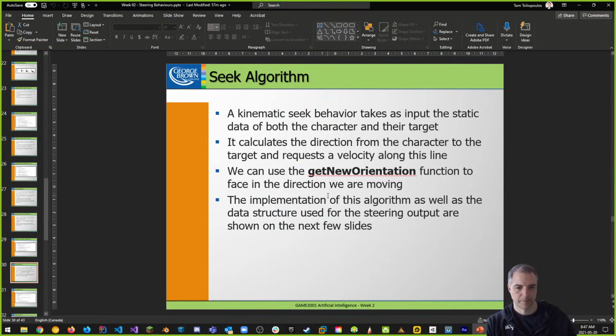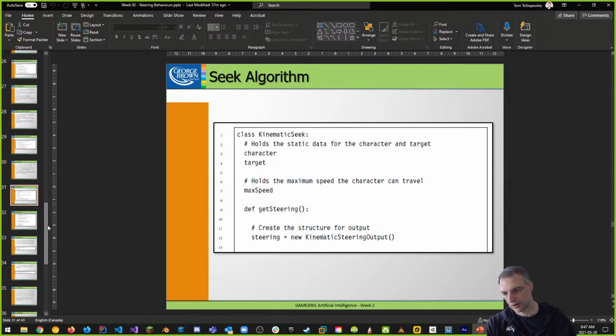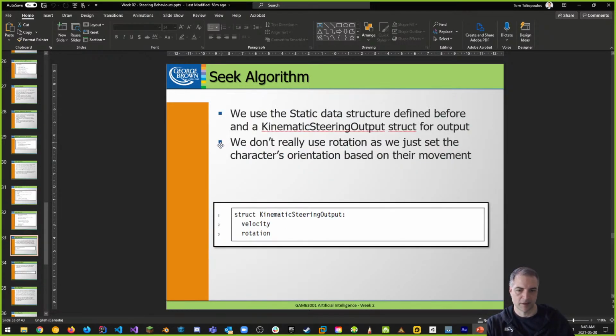All right, so in the book that we're using, they use this get new orientation function to face in the direction that we're moving. And so here is what kinematic seek looks like. I'm not going to go through all the pseudocode here, but again, the idea is the same as we saw in the article. We're going to get the normalized velocity and multiply it by the maximum speed, and that is going to be the velocity. And the orientation is we're going to get the new orientation based on the desired direction that we want to move in. And that's really the seek algorithm.